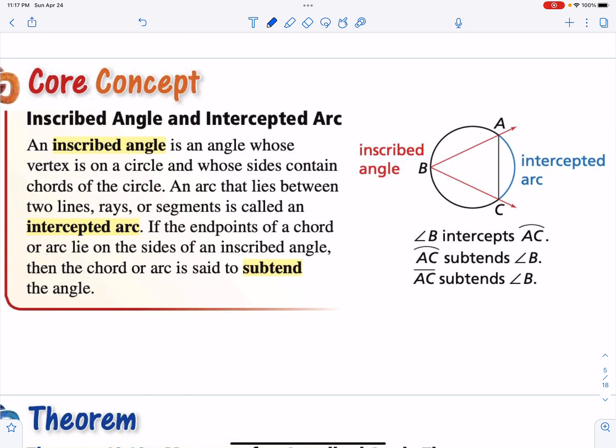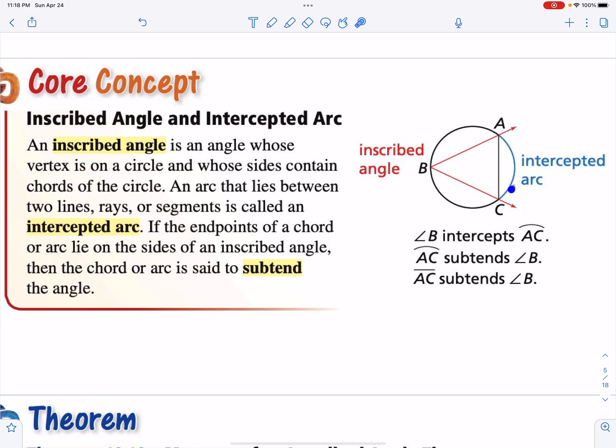What inscribed means is that the angle's vertex is on the circle itself. Now, when this happens, there's a couple things that are going on and a couple key terms that you'll have to know for your homework. So the inscribed angle is angle B. The intercepted arc is what it's cutting off of the circle on the inside. Okay, and then it says angle B intercepts arc AC.